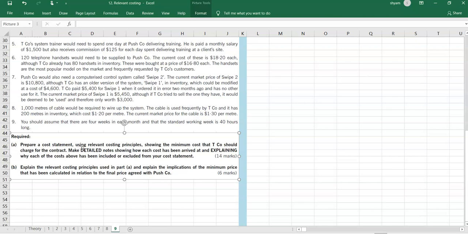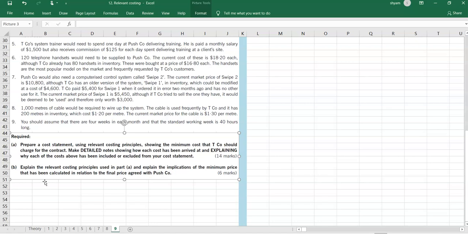Prepare a cost statement using relevant costing principles showing the minimum cost that TCO should charge for the contract. It's a one-off contract, so you should charge the least amount. Make detailed notes showing how each cost has been arrived at, and explaining why each of the costs above has been included or excluded from your cost statement. Whether you have included a cost or excluded a cost, you have to give a reason.